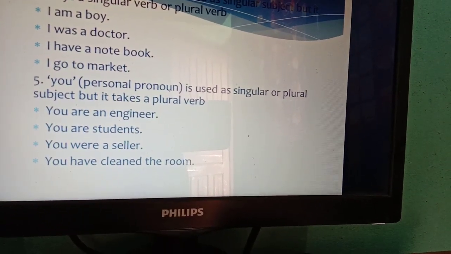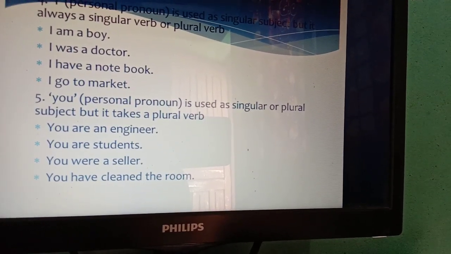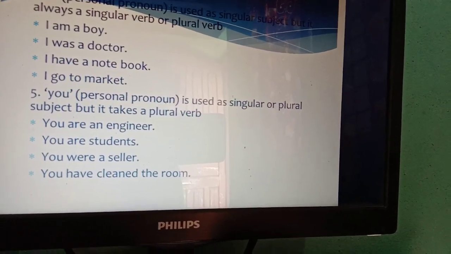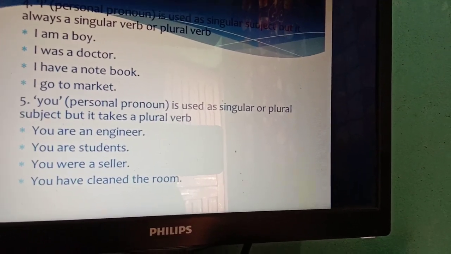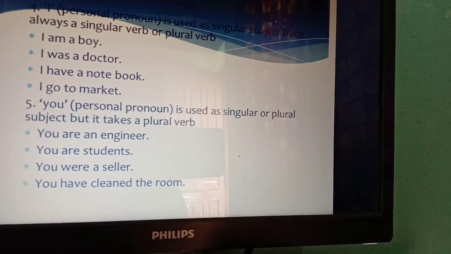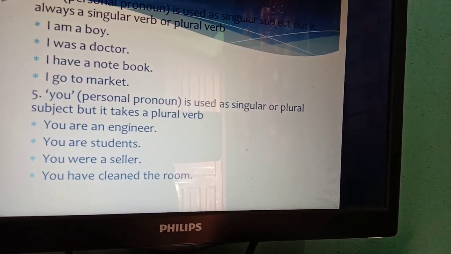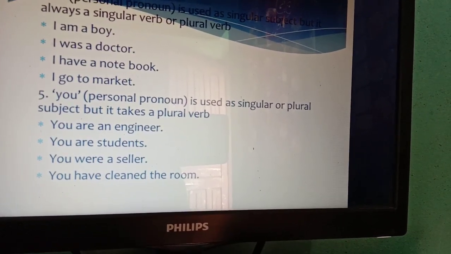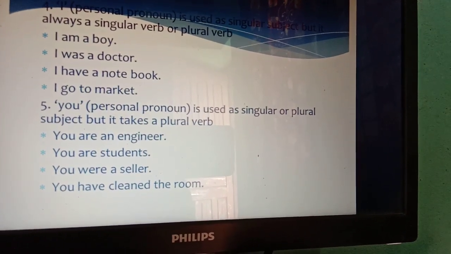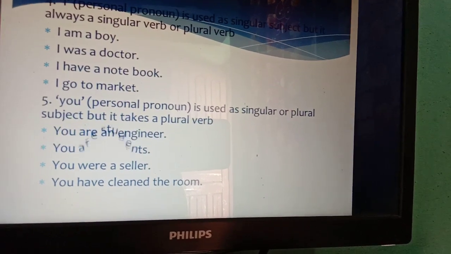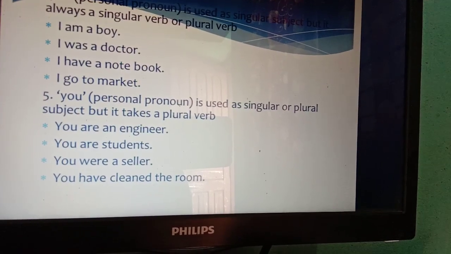Now coming to the fifth rule, you, another personal pronoun, is used as a singular or plural subject. So you can be used as a singular and plural subject, but it always takes a plural verb. For example, you are an engineer. So you is a singular subject, but are is used as a plural verb. You are students. So here you is a plural subject, and are is a plural verb too.